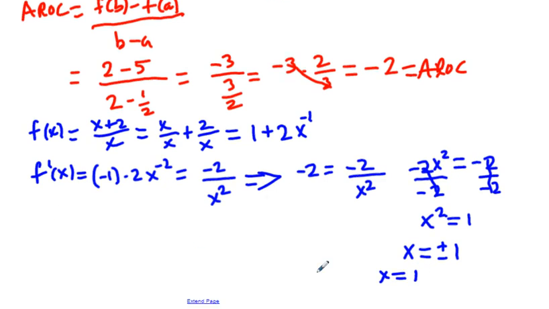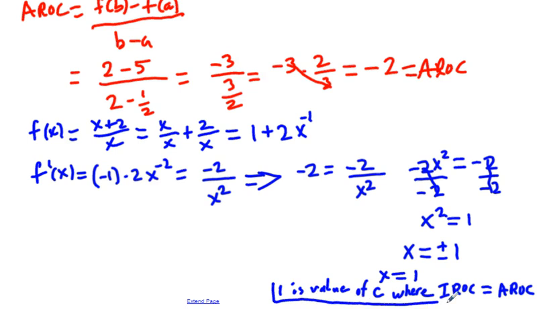So 1 is the value of c where the IROC, let's say instantaneous rate of change, equals the average rate of change. So that's going to be our answer applying the mean value theorem.